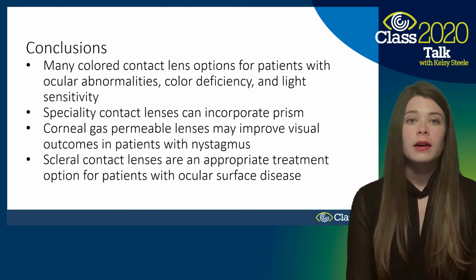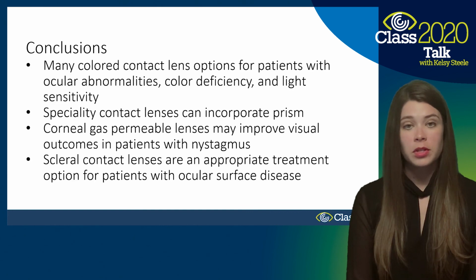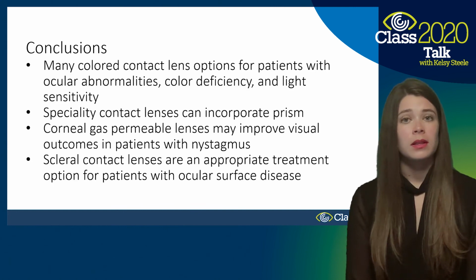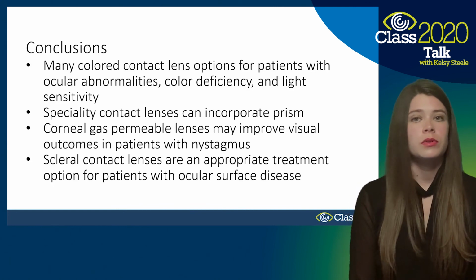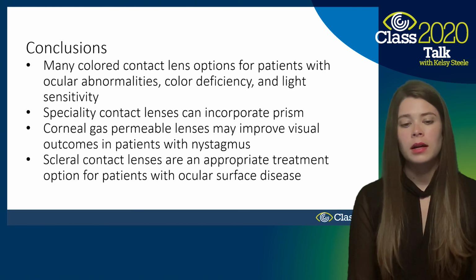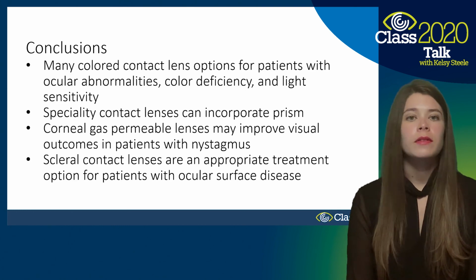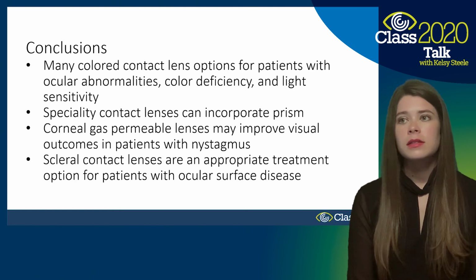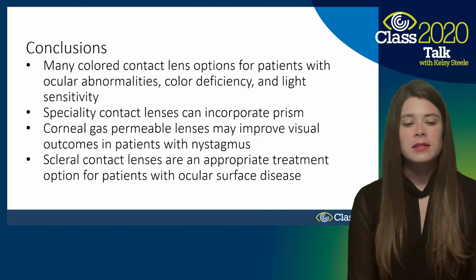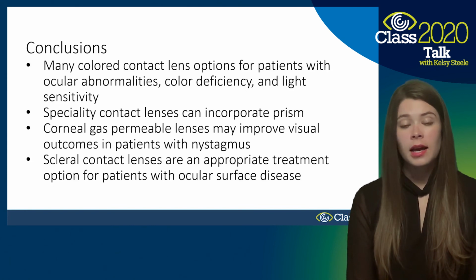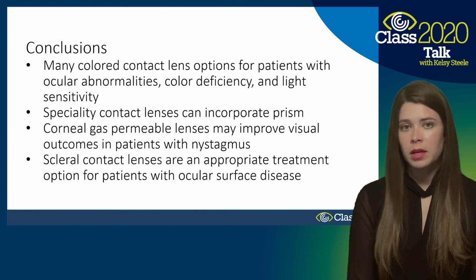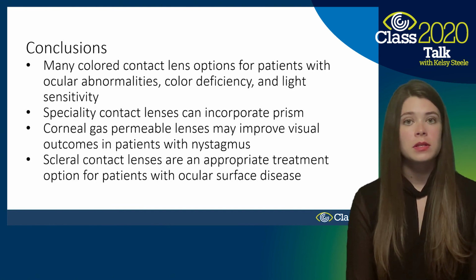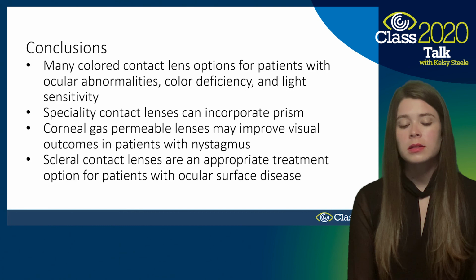So in conclusion, we have a lot of different colored contact options for patients with different ocular abnormalities, with color deficiency problems, with light sensitivity associated with migraines or TBI, or even medications they might be on, that can help improve their quality of life and their self-esteem. Like you saw with my little guy, he was just thrilled, so happy, so eager to meet new friends with his new contact lens. We also have the ability to add prism with our soft and our corneal GP, like I said, in the vertical direction. But now that we have more customization with toric, peripheral curves, and sclerals, we can sometimes incorporate horizontal as well.